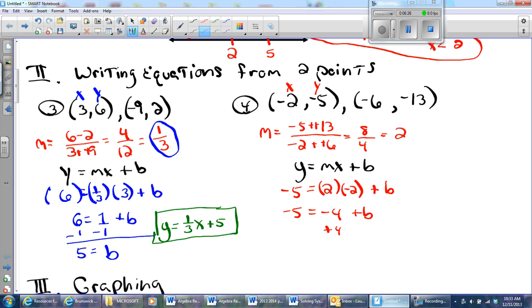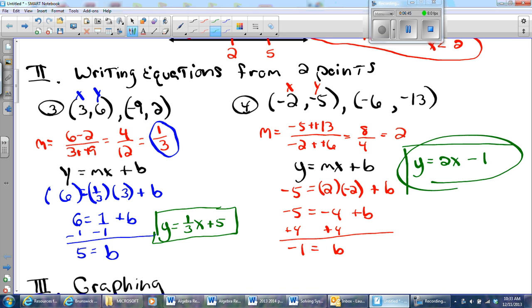I'm going to add 4 to both sides. Negative 1 equals b. So I'm ready to write my equation because I know my slope and my y-intercept. y is going to equal the slope times x minus the 1. And there you go. Pretty simple.